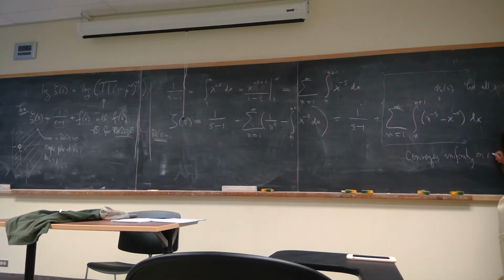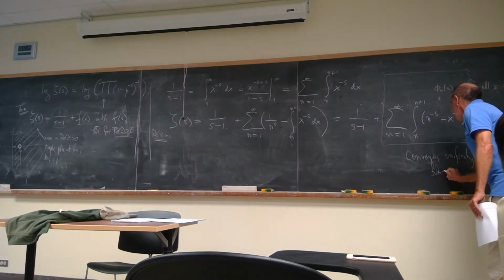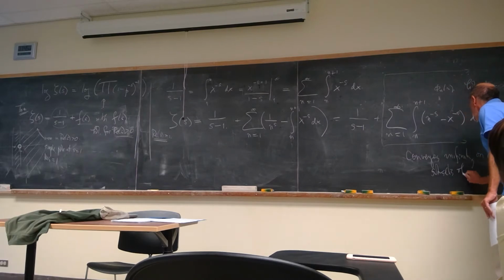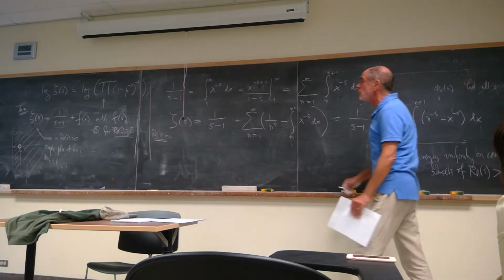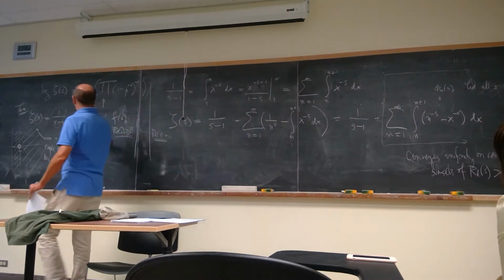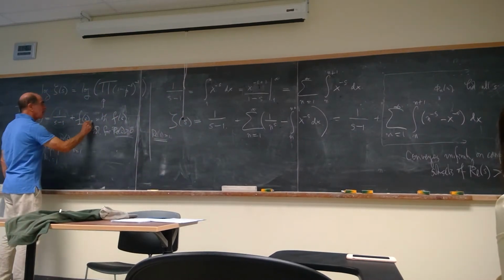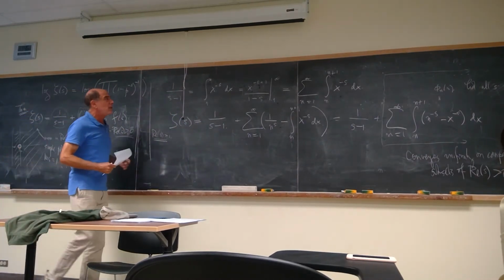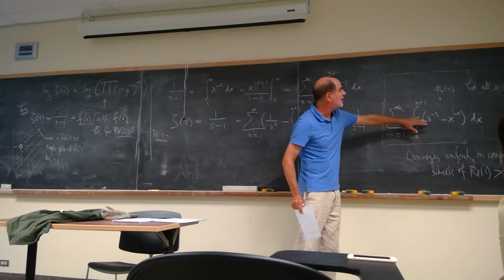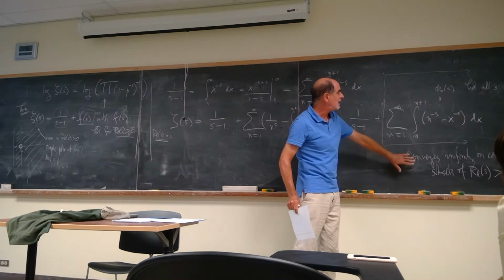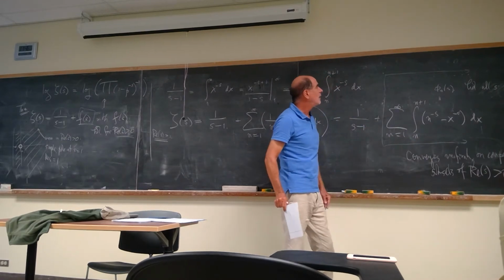on compact subsets of the half plane where the real part of s is greater than 0. And so this sum converges to a holomorphic function, f of s, on the half plane, real part of s greater than 0. And that gives the meromorphic continuation. I still have to prove that this converges, and you're going to see why I did this very clever trick to get a little bit more convergence.